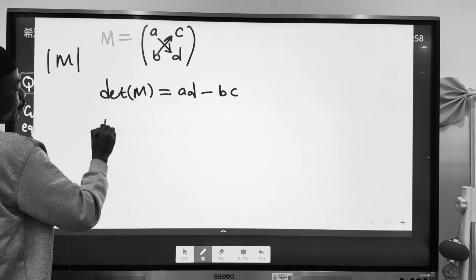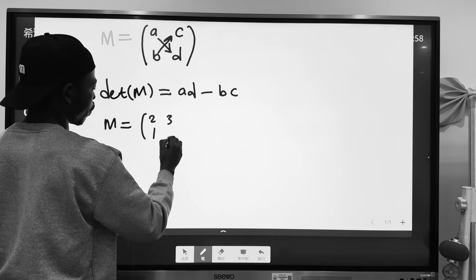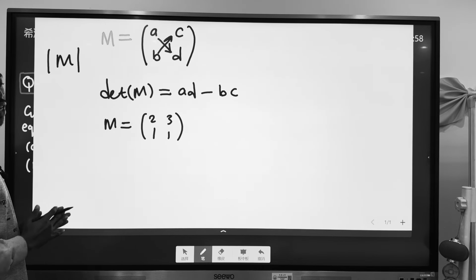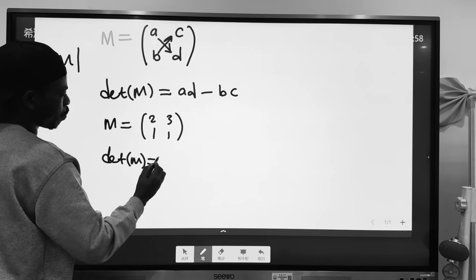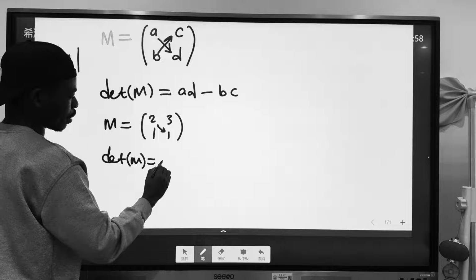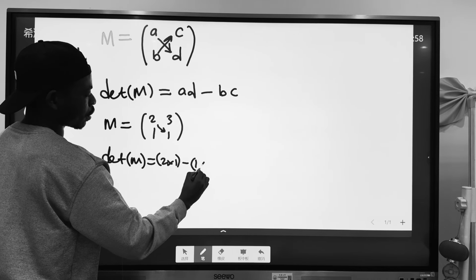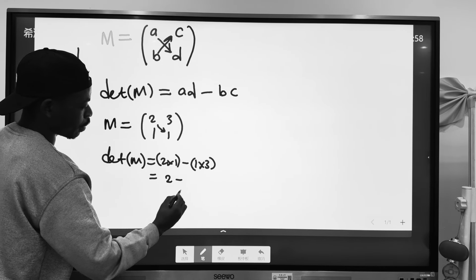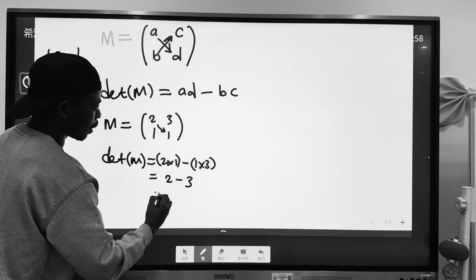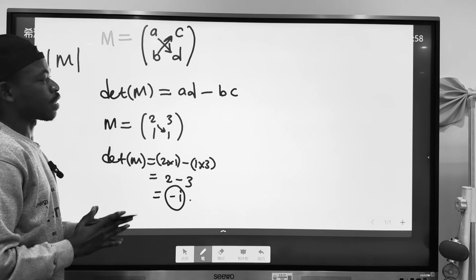For example, if matrix M is this 2, 1, 3, 1, what is the determinant of this matrix? So determinant of matrix M will be equal to the product of the major, it means 2 times 1, minus the product of the minor, 1 times 3. So you multiply 2 times 1, 2, minus 1 times 3, 3, and the determinant is negative 1. Okay, that is how you find the determinant.